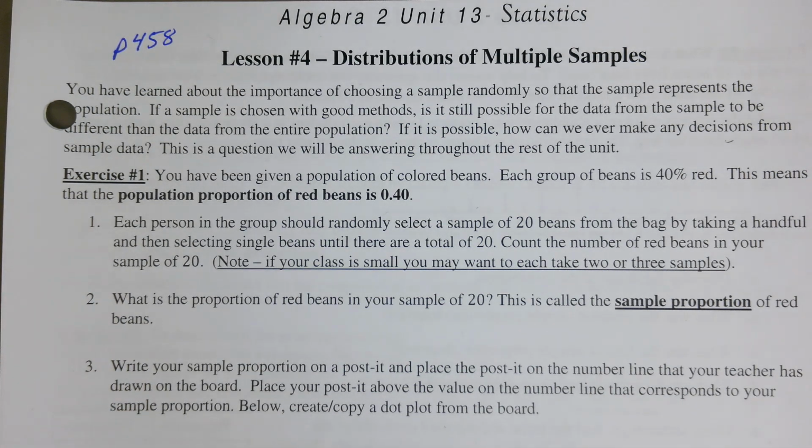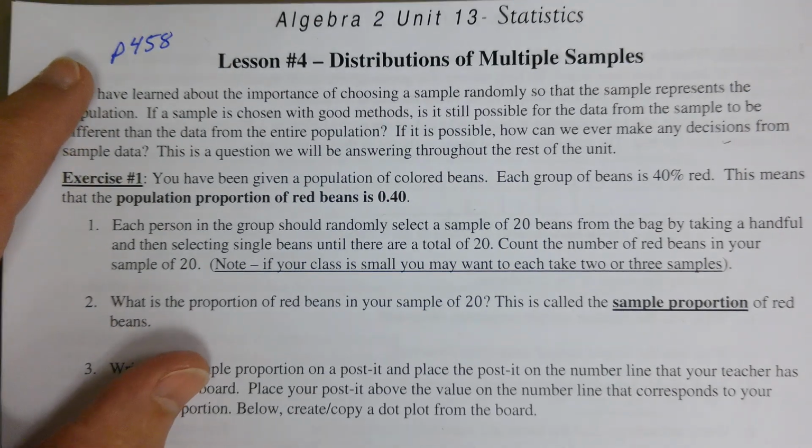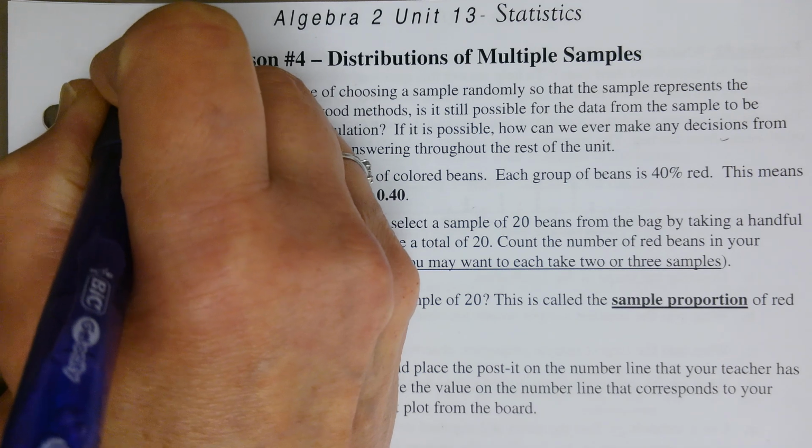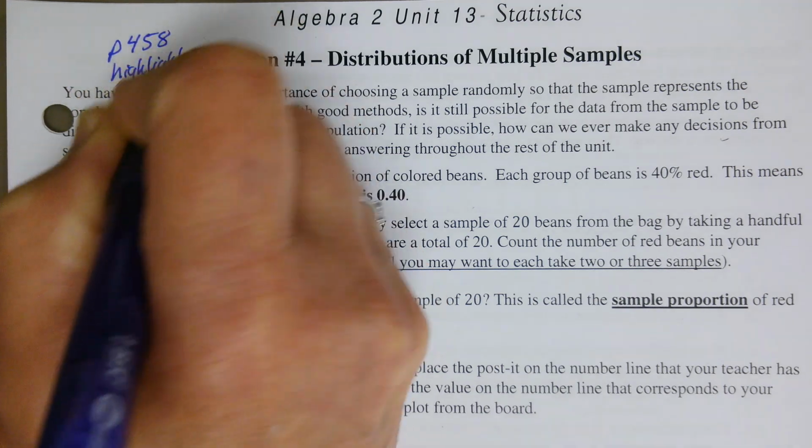Lesson 4, distribution of multiple samples. We're on page 458. You want to have a highlighter and calculator.